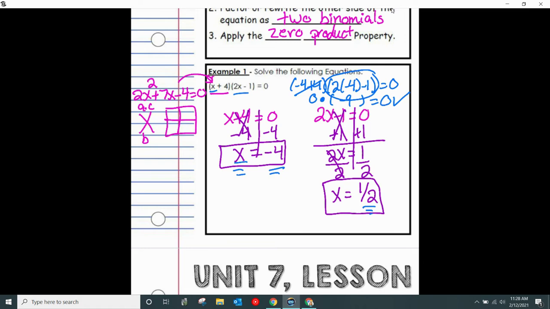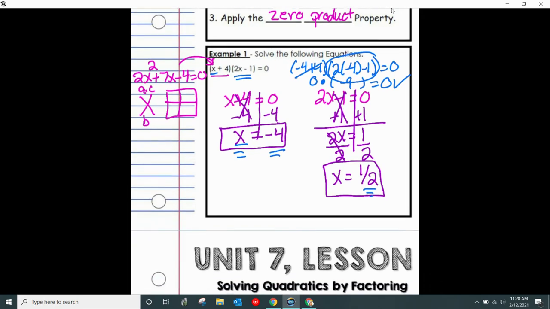So we would take our second piece over here. Well, then I would still have 0 times whatever 1/2 plus 4 is, and it would make my whole thing equal to 0. Okay, so that's what this is saying. There's 2 ways. I could have the x plus 4 equal to 0, and then that whole equation up there is going to be equal to 0. Or I can have the 2x minus 1 piece equal to 0. So that's why I took both pieces and I set them equal to 0.